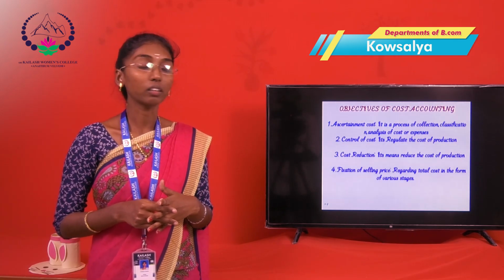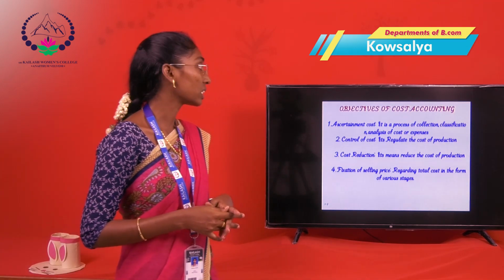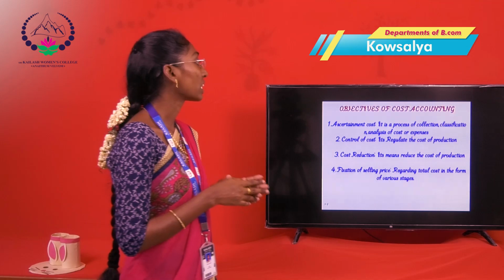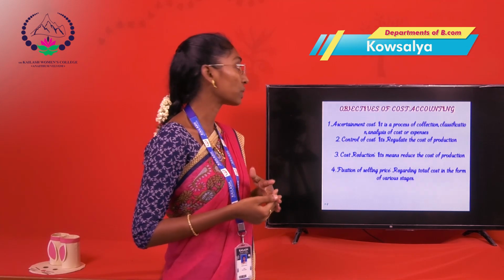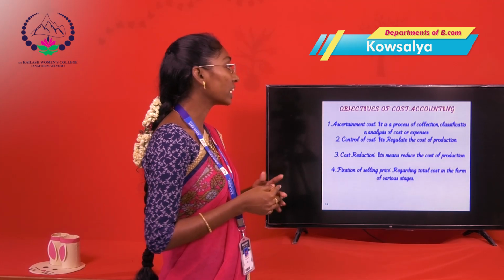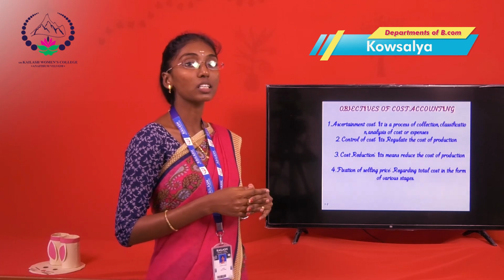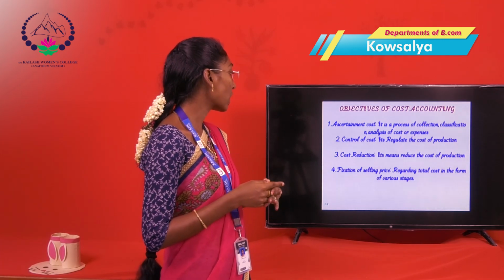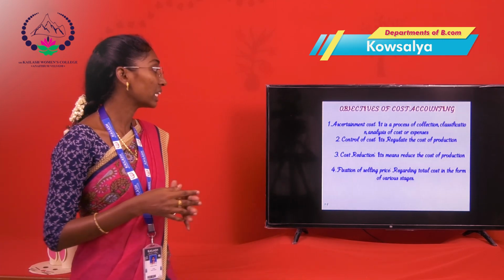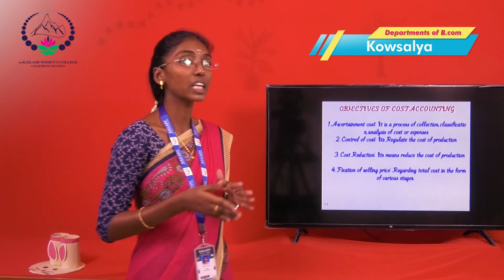Next one. Objectives of cost accounting. There are four objectives of cost accounting. First one is ascertainment of cost. It is a process of collection, classification and analysis of cost and expenses. Second one is control of cost. It regulates the cost of production. Third one is cost reduction. It means reducing the cost of production. Fourth one is fixation of selling price. It can be done by regulating the total cost in the form of variable stages.